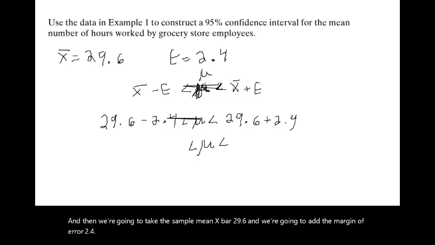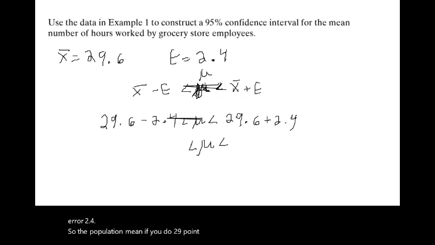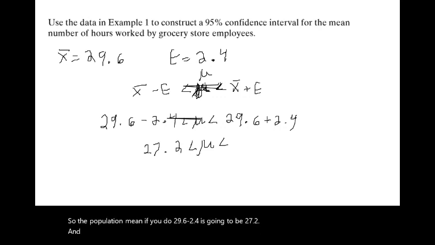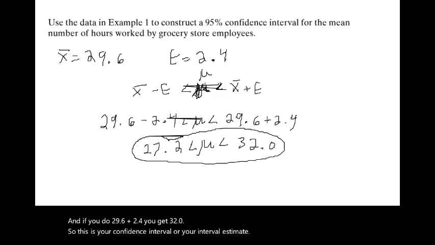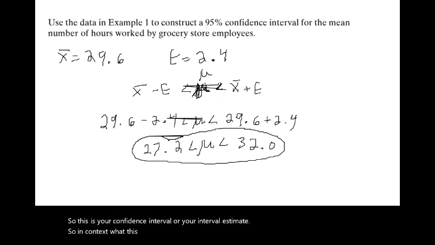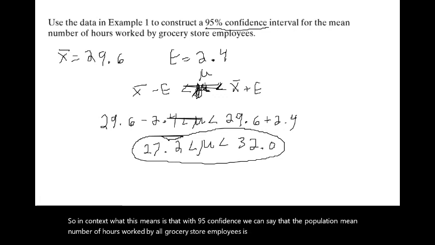So the population mean, if you do 29.6 minus 2.4, is going to be 27.2. And if you do 29.6 plus 2.4, you get 32.0. So this is your confidence interval, or your interval estimate. So in context, what this means is that with 95% confidence, we can say that the population mean number of hours worked by all grocery store employees is between 27.2 hours and 32 hours.